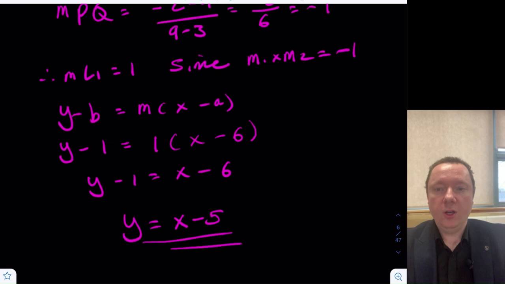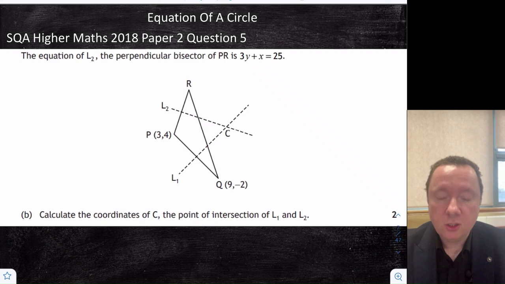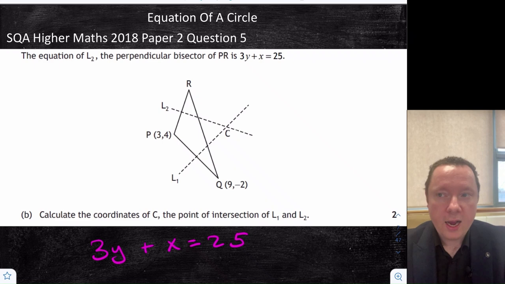Part B of this question says L2, the perpendicular bisector of PR, the equation of that is 3y plus x is 25. Calculate the coordinates of C, the intersection between L1 and L2. So we're solving simultaneous equations because it's the point of intersection between two lines. So our first equation is given to us, 3y plus x equals 25. And we just worked out, remember, that y equals x minus 5.